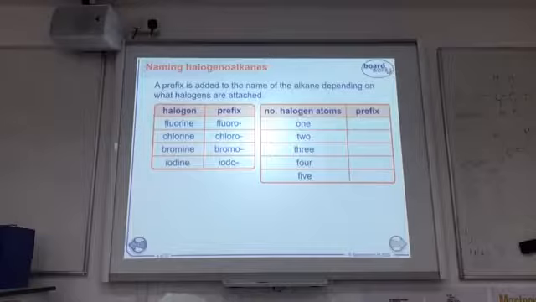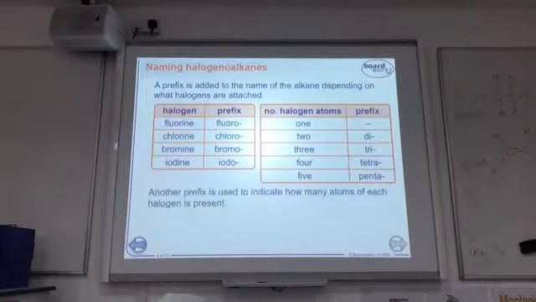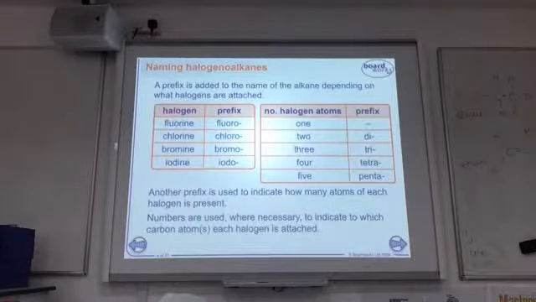We also possibly need prefixes for the number of atoms. And this one we should know already as well. There's no prefix for 1, but then 2 is di, 3 is tri, 4 is tetra, and 5 is penta. Exactly. And then we use numbers where necessary. Only if they're necessary do we use numbers to indicate to which carbon atoms each halogen is attached.